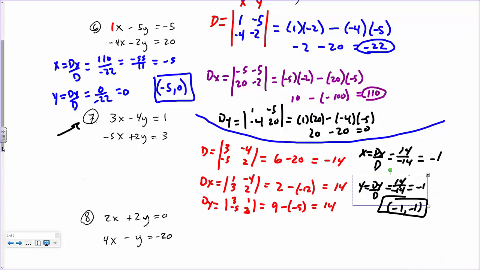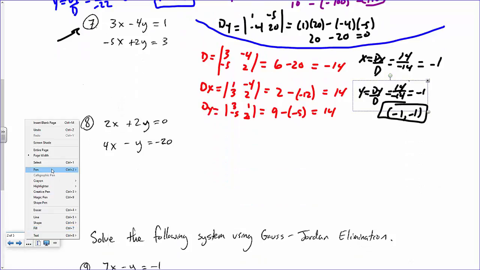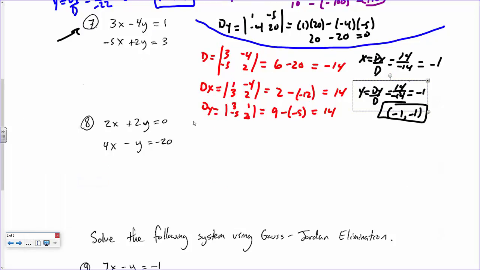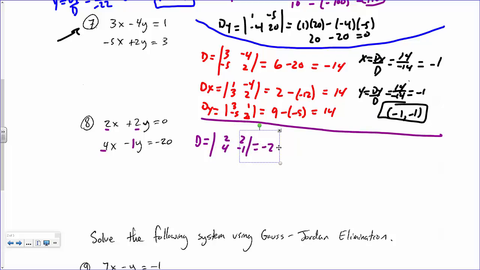Okie doke, let's do number 8. Same way we've done the last two. So we'll do D, the coefficient matrix 2, 4, 2, and -1. So 2 times -1, which is -2, minus 4 times 2, which is 8. So -10.